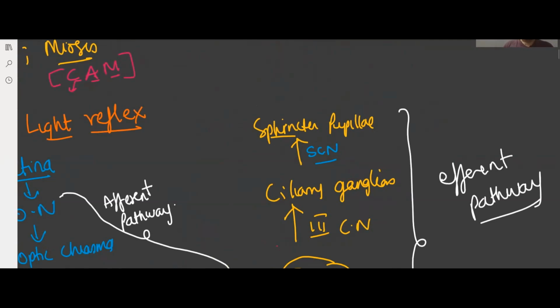And again, from the Edinger Westphal nucleus to the ciliary ganglion, we call them preganglionic fibers, and from the ciliary ganglion to the sphincter pupillae, we call them postganglionic fibers. Okay, so this is about the light reflex.